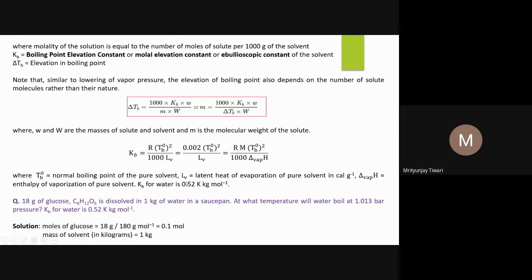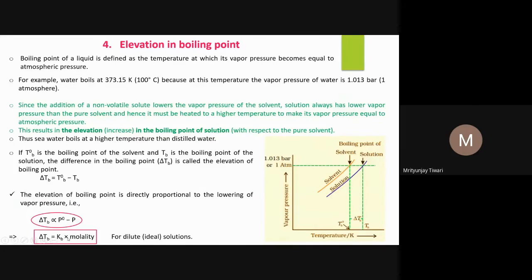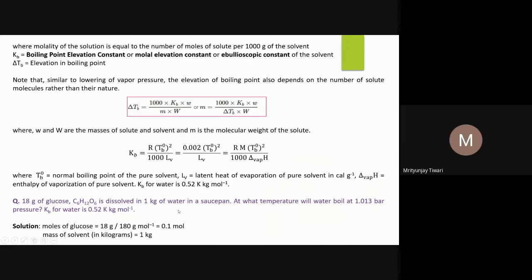And how will we get this unit? Again, from this equation, you can get the unit for Kb as well. It will be the unit of temperature divided by unit of molality, and unit of molality is mole per kg. So Kelvin kg per mole will be the unit of Kb.